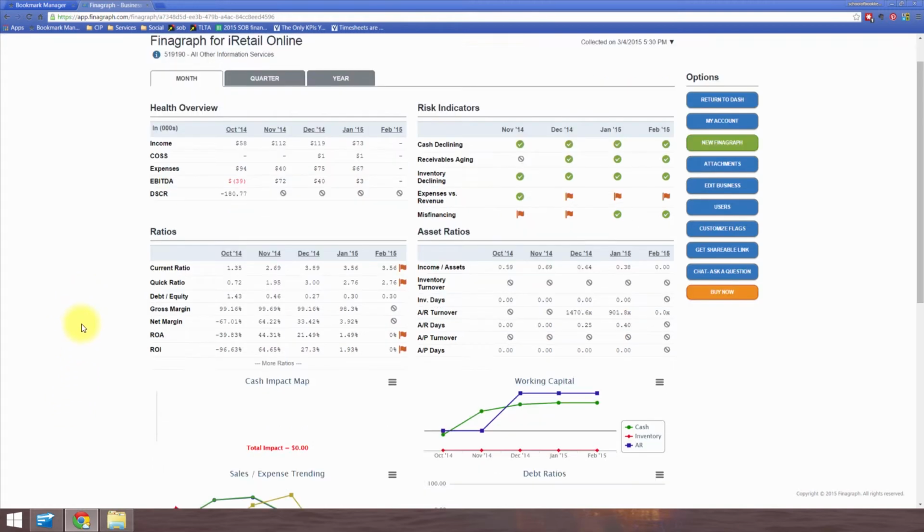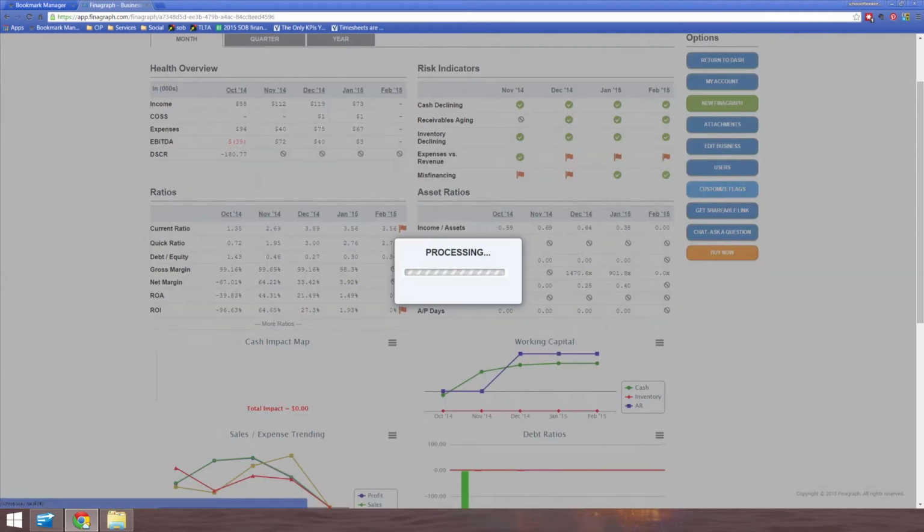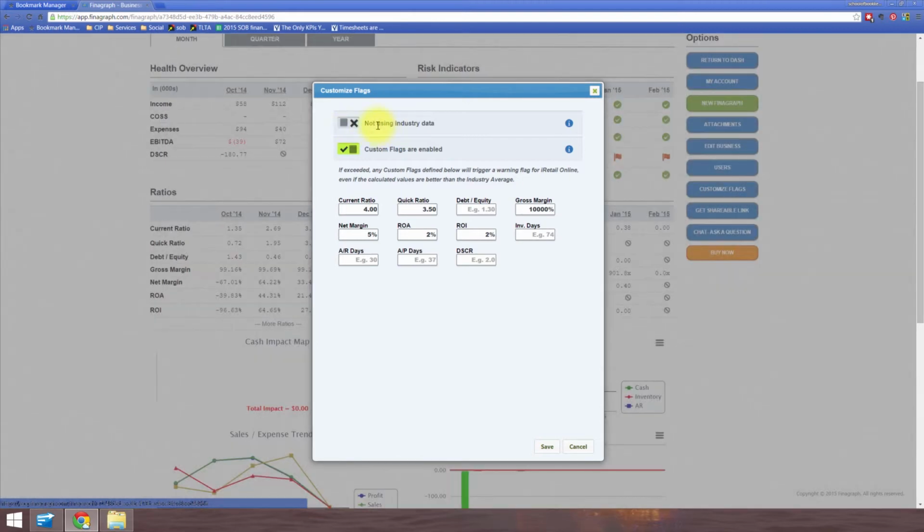You might want to look at the industry averages on a more periodic basis, and that's easily fixed by simply going back into customized flags and changing these options.